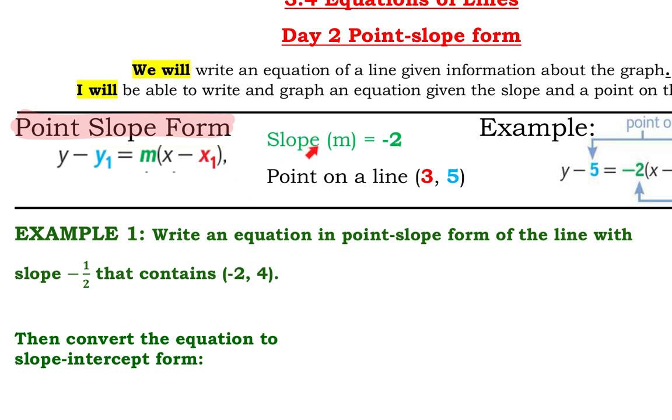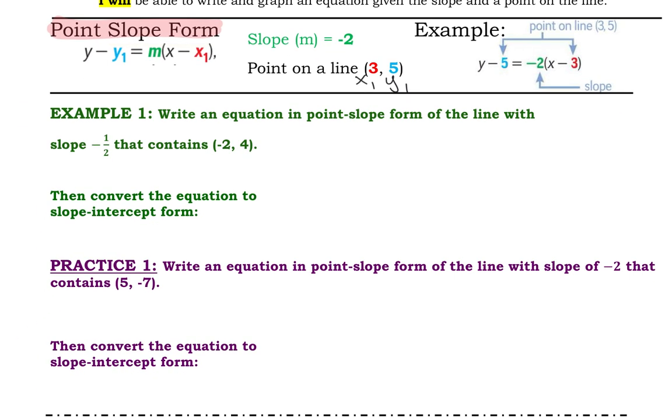So this is m. Your point, whatever it may be, you're going to substitute in for x1, y1, which is in the formula. So you'll plug in a number here, and you'll plug in a number here. In the end, you should still have an x and a y. So everything's not going to have a substitution, only the x1 and the y1.